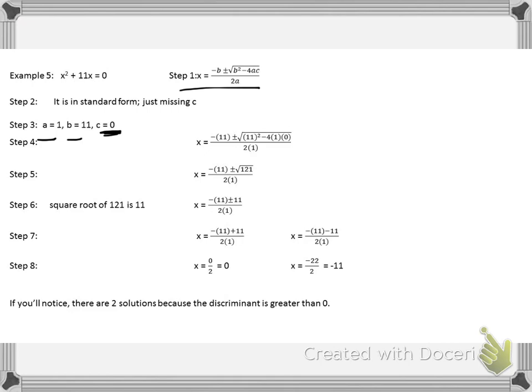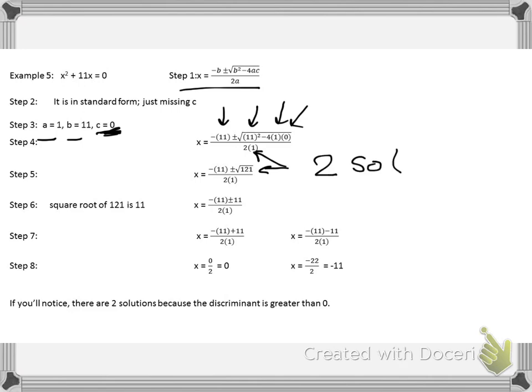All right, so I'm going to plug everything in like I've done before. 11 in the place of b, 1 in the place of my a's, and 0 in the place of c. Just as we've done before. Just because it's 0 doesn't mean we're going to do anything different. Okay, now I need to find my discriminant. And my discriminant is negative 120, or is positive 121, which means there are 2 solutions.